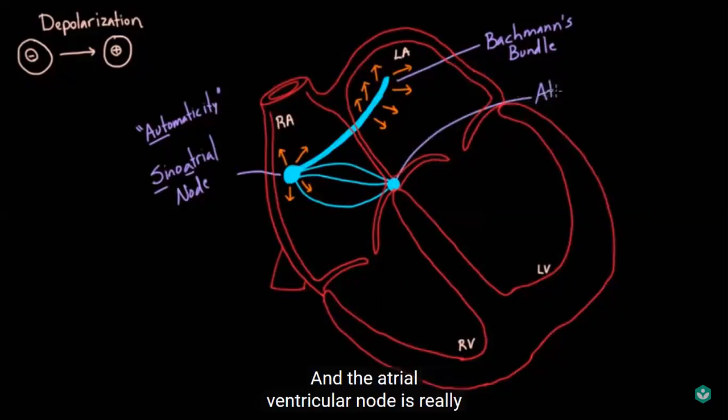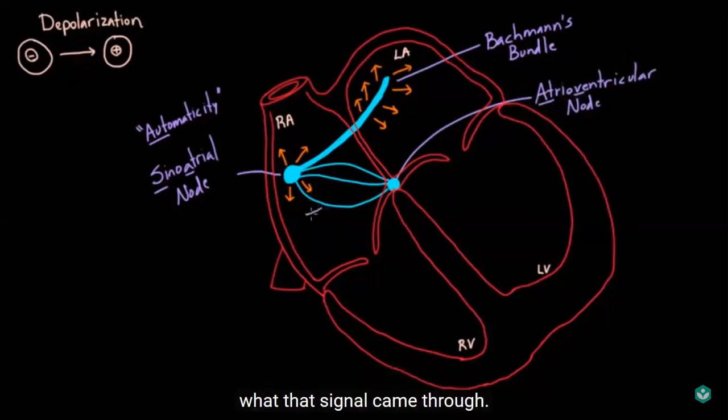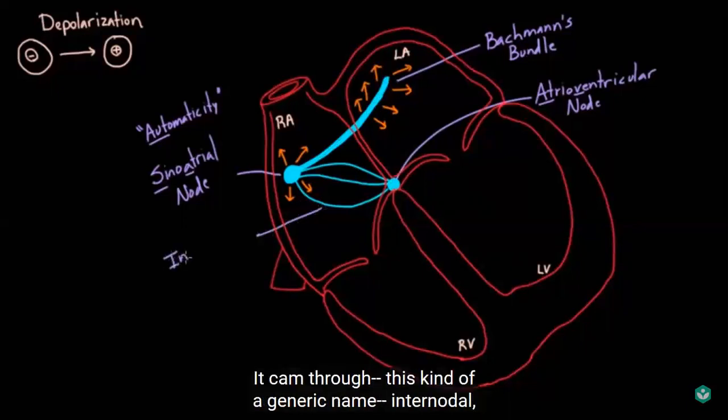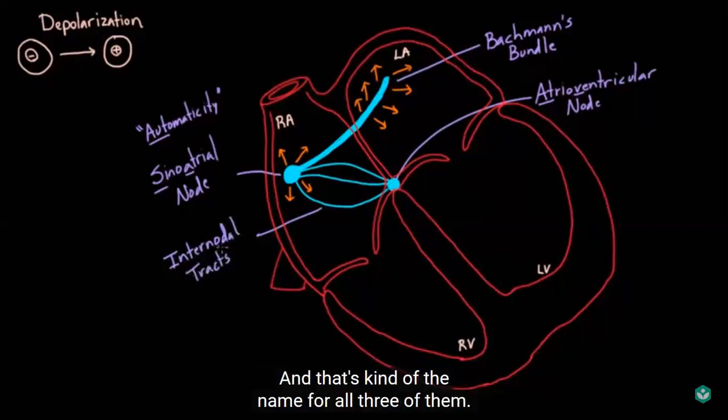And the atrioventricular node is really the only connection, in most of us, between the atria and the ventricles. This is actually sometimes called the AV node. So the AV node is going to get the signal, and actually I didn't even tell you how that signal came through. It came through, and this is kind of a generic name, internodal, meaning between two nodes, tracts. That's the name for all three of them. So the signal went from the SA node through the internodal tracts down to the AV node.